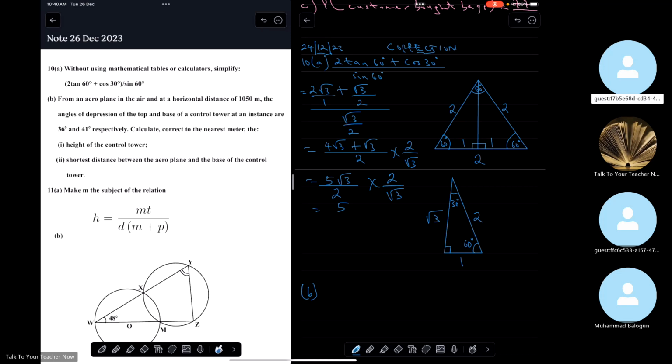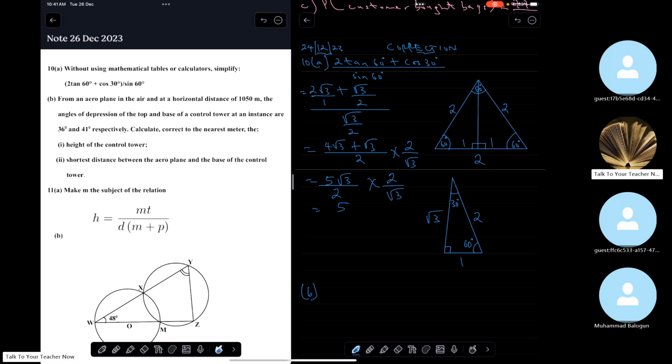From an airplane in the air and at a horizontal distance of 1,050 meters, the angles of depression of the top and base of a control tower are 36 degrees and 41 degrees respectively. Calculate, correct to the nearest meter, the height of the control tower and the shortest distance between the airplane and the base of the control tower. Beautiful.